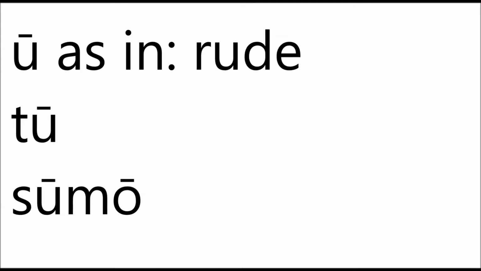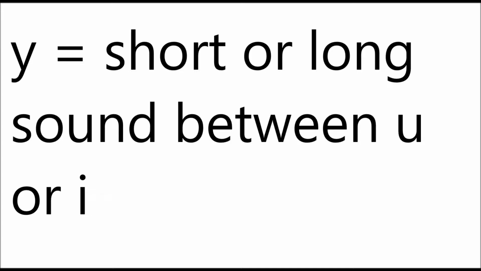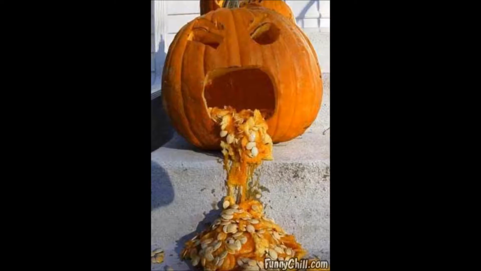The long U is the U we use in rude, so tu, or sumo. The short U is the U we use in put: tum, sum. And the Y can be short or long, and it's always sort of between U and I. It has this very specific sound of U. So if you're about to vomit, U.